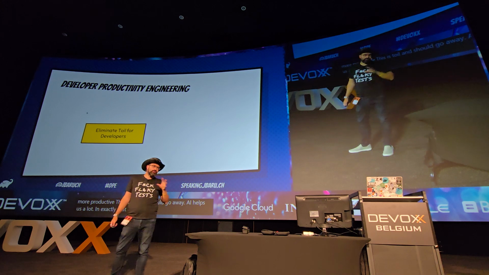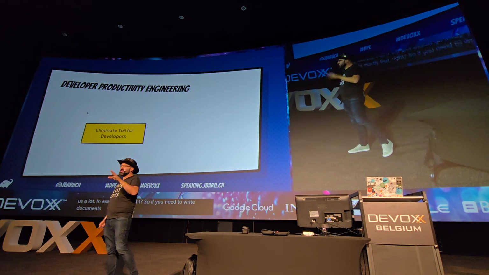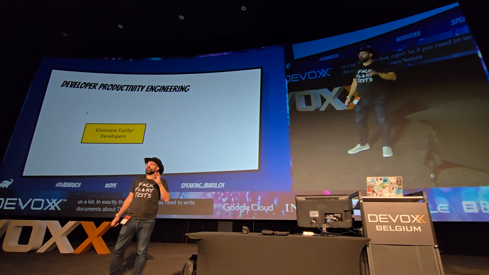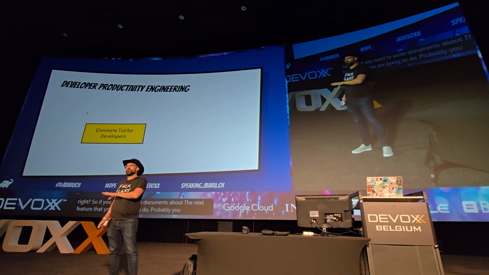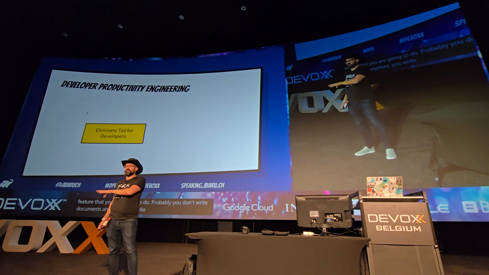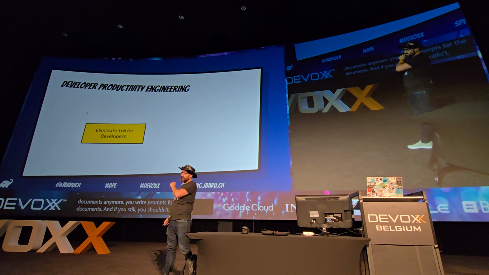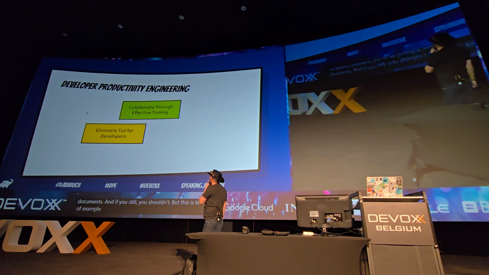So if you need to write documents about the next feature that you are going to do, probably you don't write documents anymore. You write prompts for the documents. And if you still do, you shouldn't. But this is kind of an example of eliminating toil for developers.